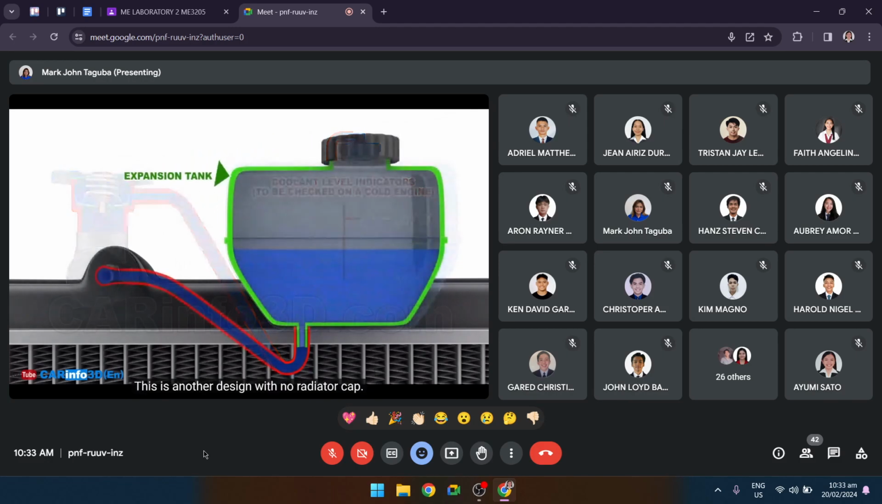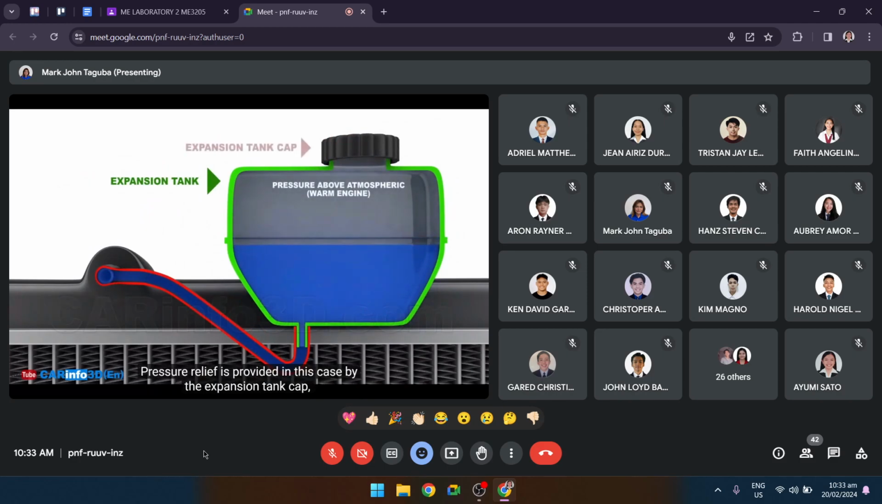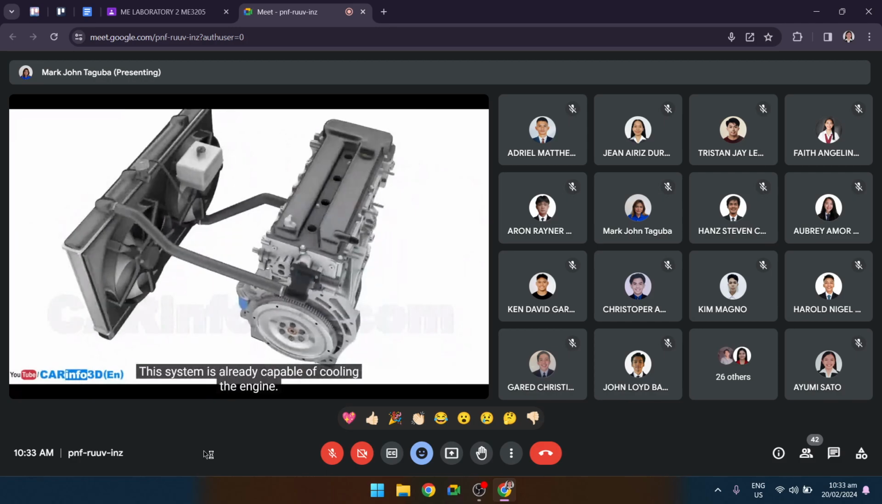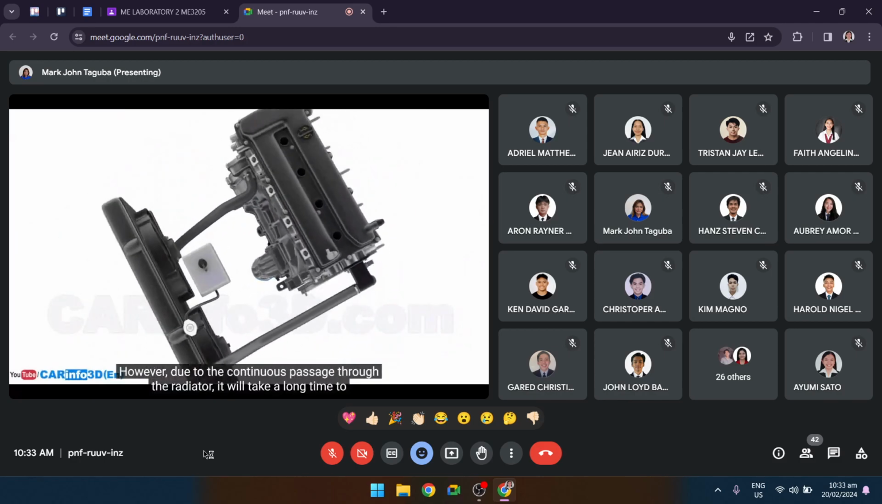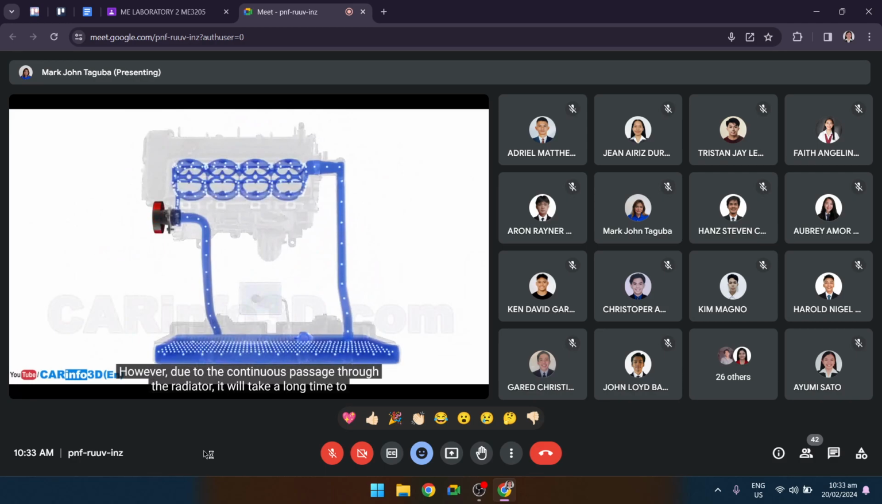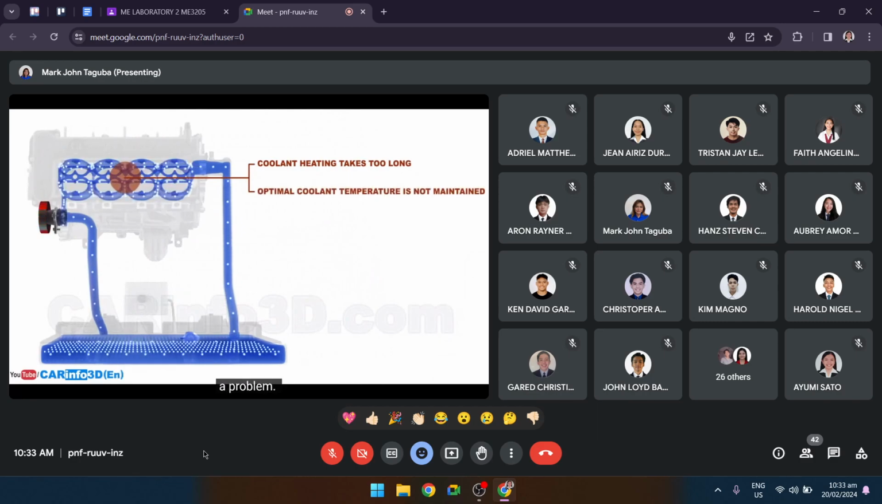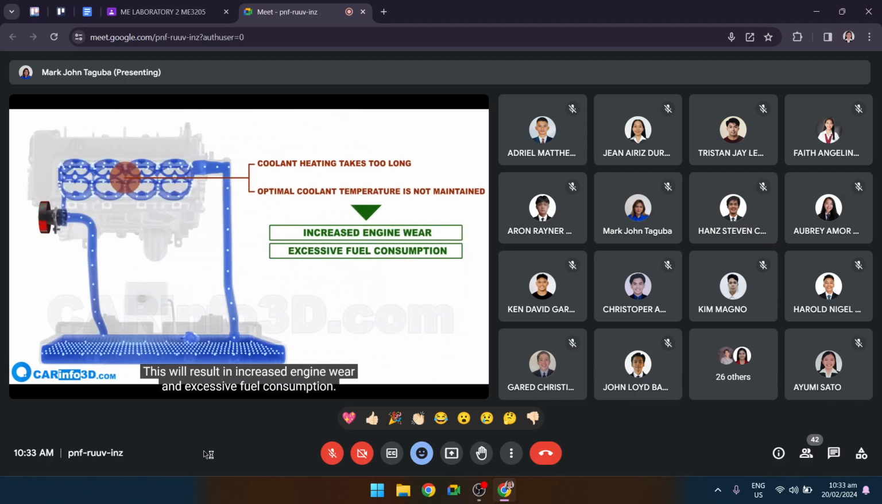This is another design with no radiator cap. Pressure relief is provided in this case by the expansion tank cap, which manages the pressure level in the system in a similar manner by releasing and sucking air. This system is already capable of cooling the engine. However, due to the continuous passage through the radiator, it will take a long time to heat the coolant in this instance, and maintaining the appropriate working temperature will be a problem. This will result in increased engine wear and excessive fuel consumption.